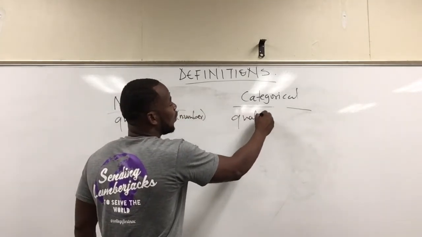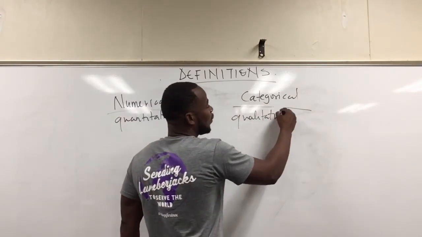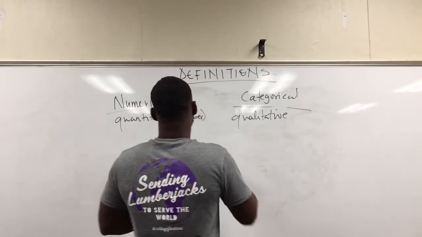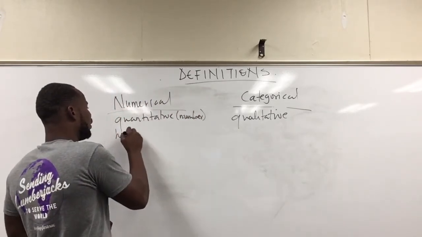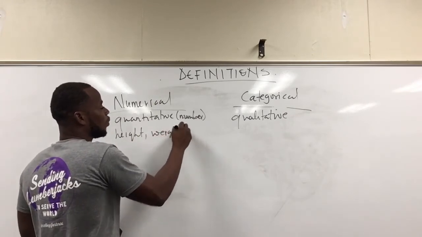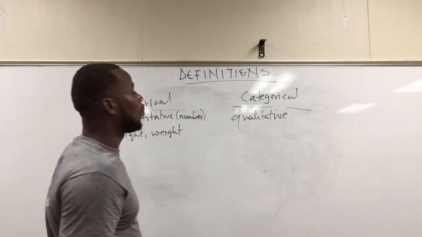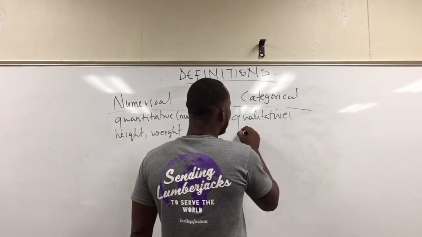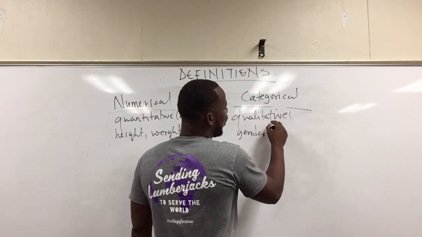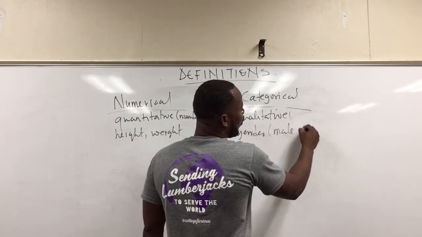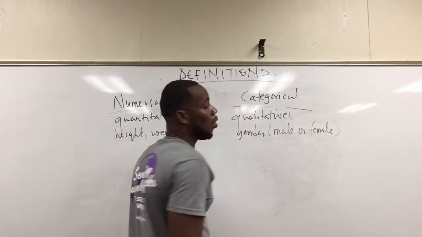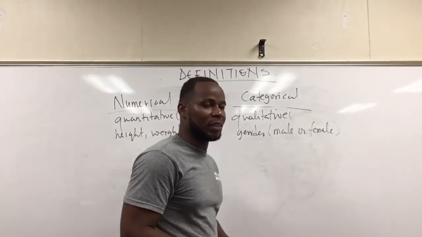Categorical is qualitative in this case. For example, height is a number, weight is a number, and so on. For qualitative, we have gender, whether you are male or female, a boy or a girl. Those are called qualitative data sets.